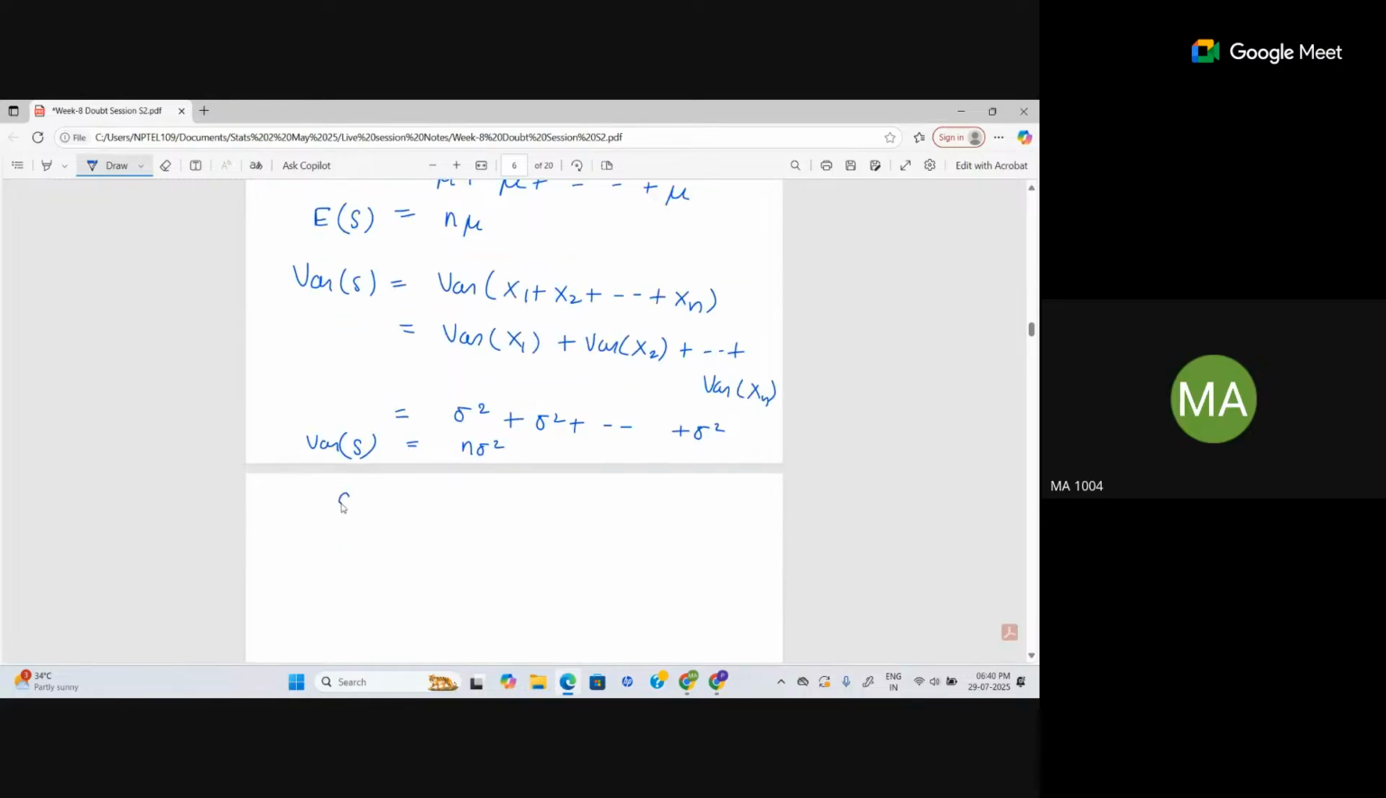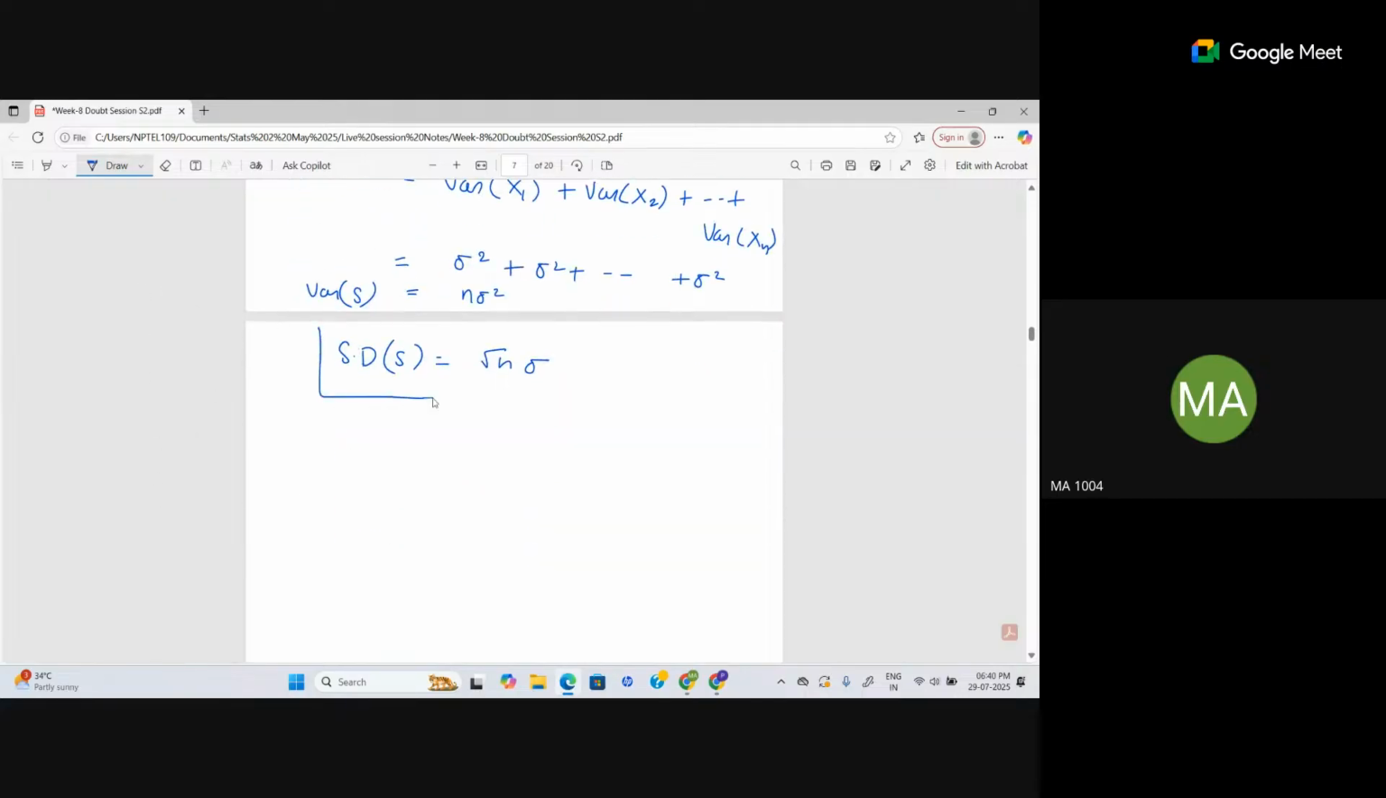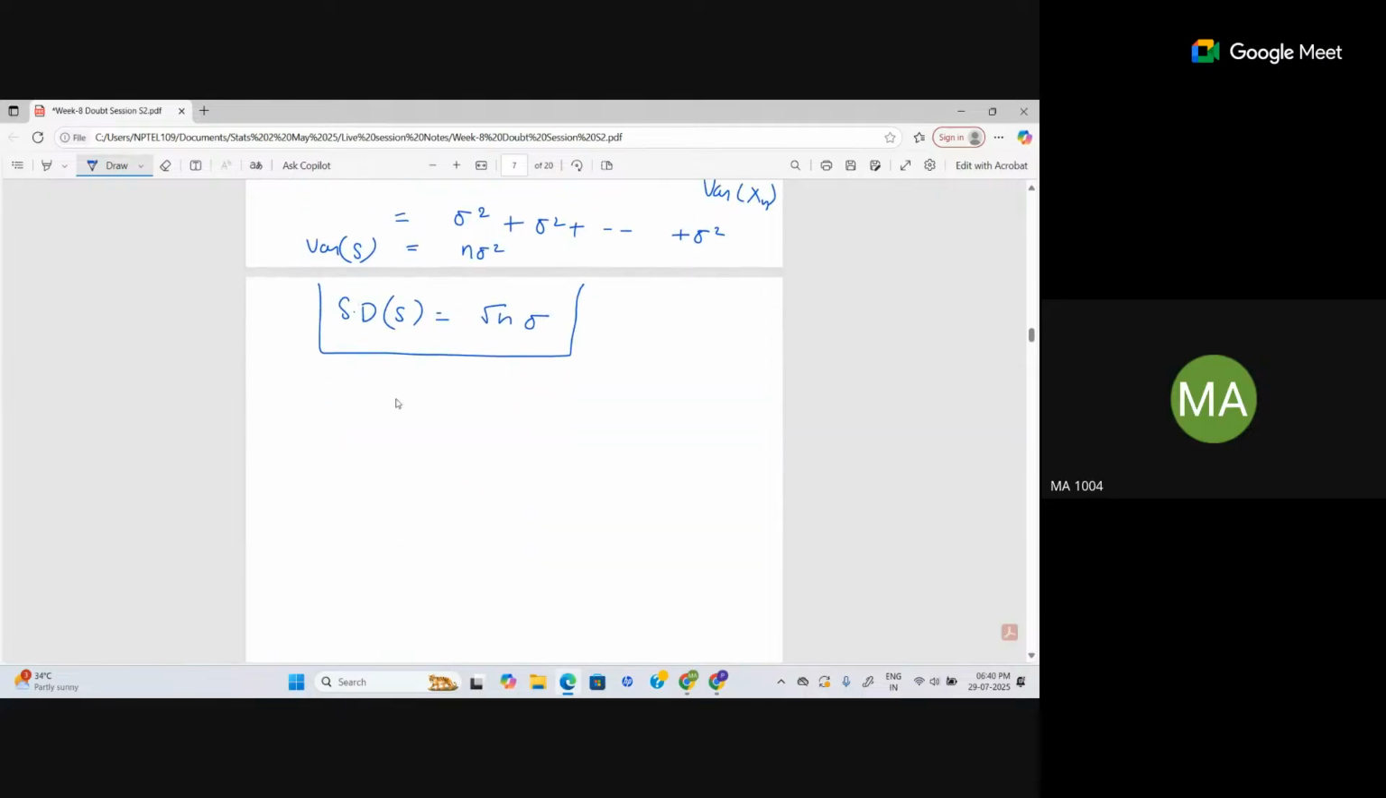Now we need to divide by the standard deviation. So the standard deviation of S will be root n sigma. Is this clear to everyone? So here we can see that the expectation of S is n mu and the standard deviation is root n sigma. Now we say that S minus the mean, which is n mu, divided by the standard deviation, which is root n sigma, follows normal 0, 1. Is this clear to everyone up to this point?